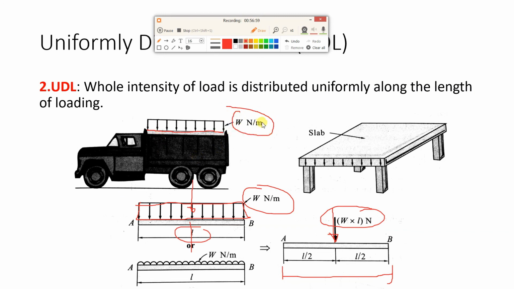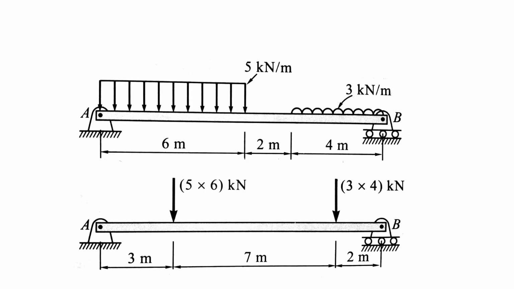So W Newton per meter is the intensity of this uniformly distributed load. So we can convert this uniformly distributed load into a point load. How to do that? W multiplied by L, the area of the rectangle, and it will act at the center of the rectangle, so L by 2. Basically it will be half of the x distance of the rectangle.